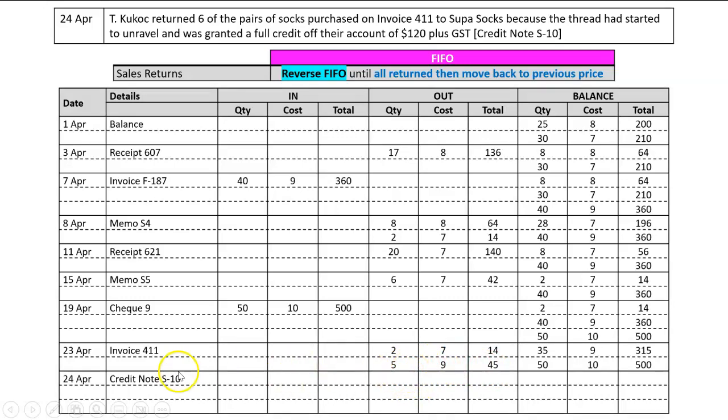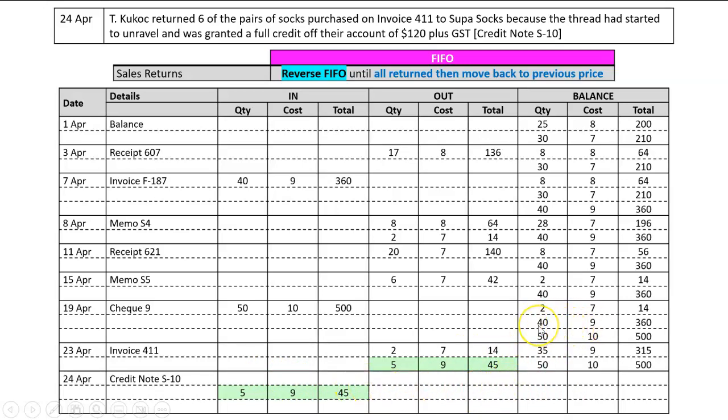So literally, we'll start with the date and the credit note. The last 5 units that that customer took from the store that are coming back in were the $9 ones. So we'll assume they're the ones that are going to come back first. Now, the problem here is, if we look at that, we're left with 35 at $9 here. That's what the balance is. The most we ever had of this was 40 units at $9. So if 5 come back in, we had 35, 5 have come back in, we've got 40 of these again, but we never had more than 40.